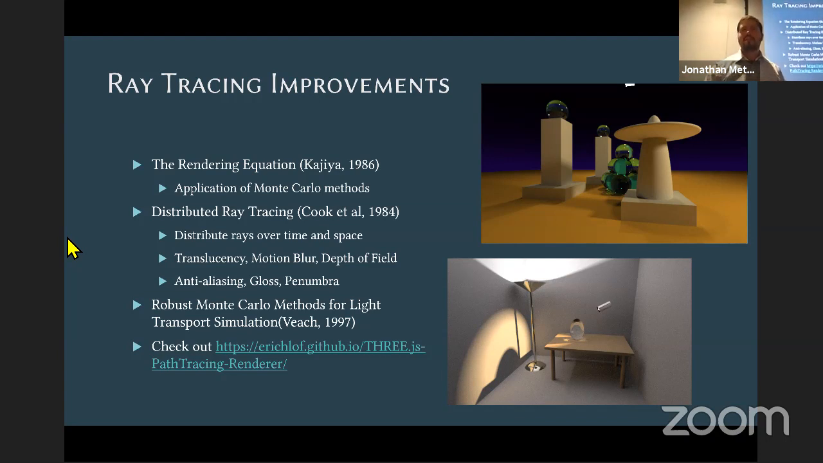Basically, they get your path tracing results much quicker by multiple importance sampling. They do a better job of solving some of the problems with path tracing. You know, you get all these fireflies and noisy images, and how can we improve that?